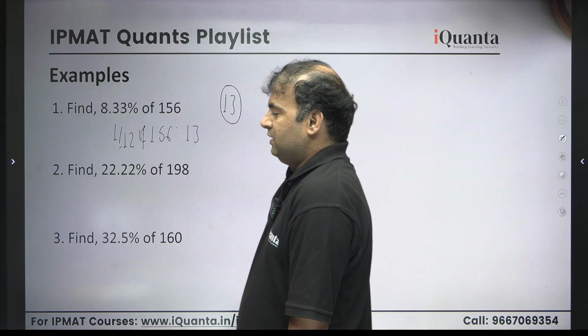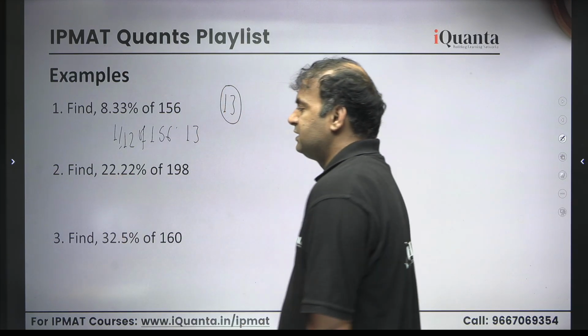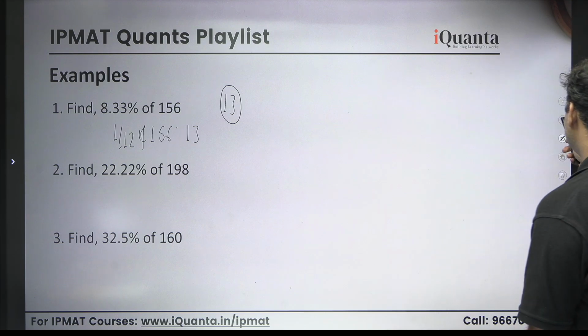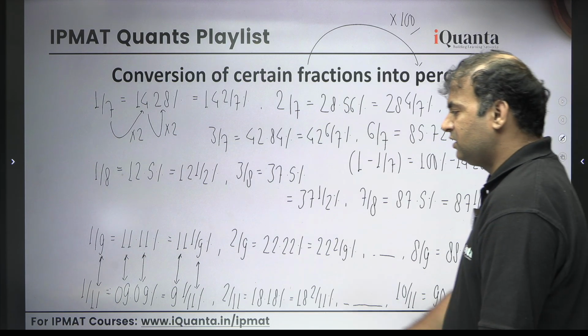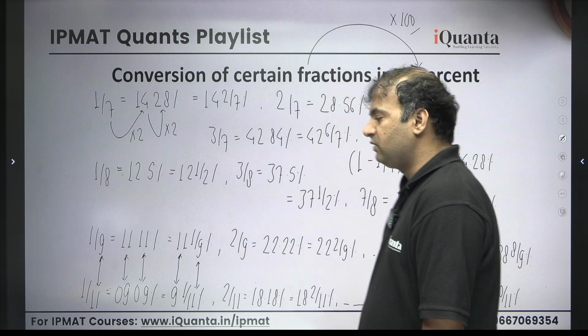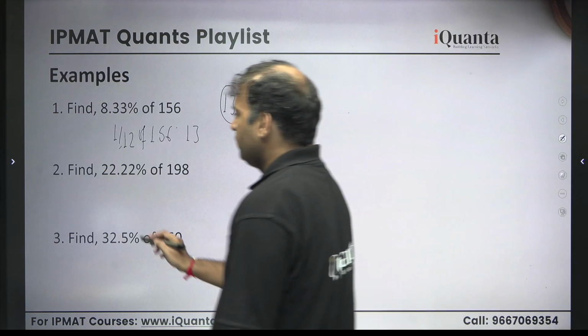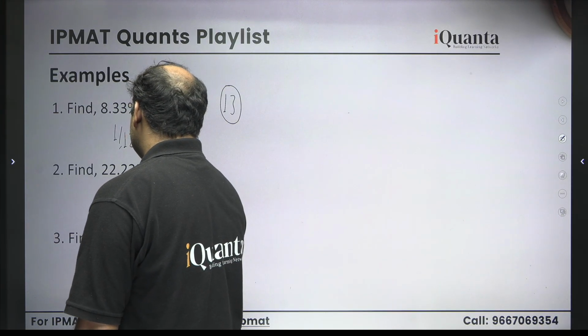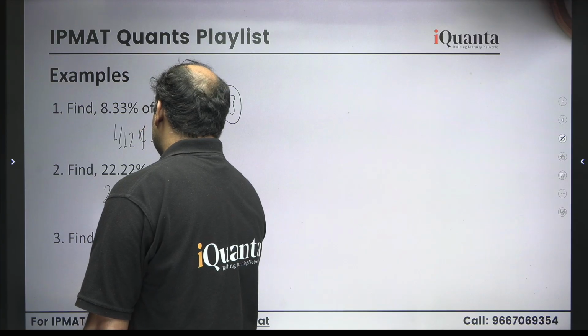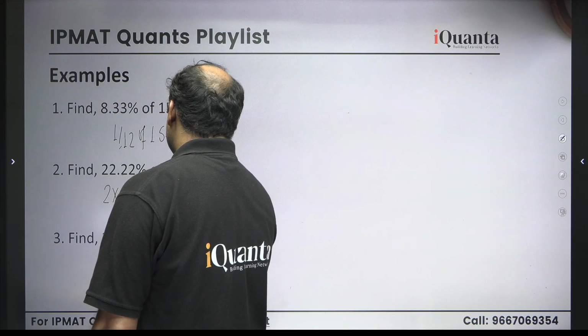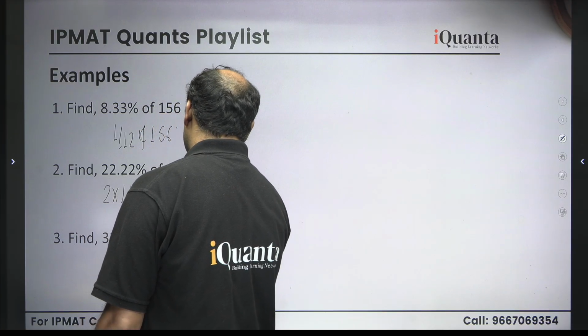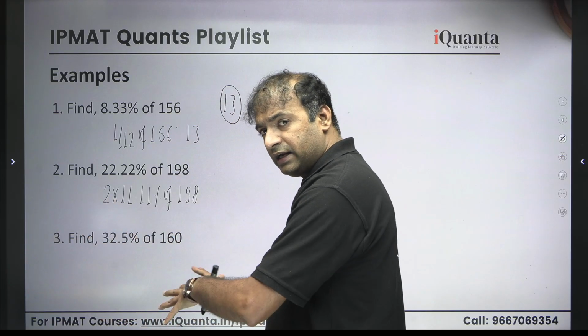Okay, the next one is 22.22. Guys, this is also something we have learned today. 22.22, if you remember, is nothing but double of 11.11, right? So we can say this as 2 into 11.11 percentage of 198. If you do not remember it directly, then you can do it like this, okay?